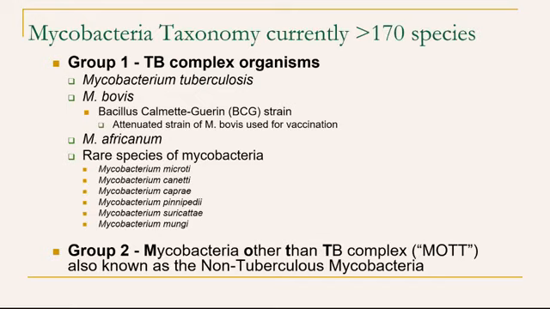Mycobacteria taxonomy: currently there are many more species than a few decades ago, and they're divided into two groups. Group 1, known as the TB complex organisms, includes Mycobacterium tuberculosis, M. bovis, M. africanum, and a few rare species of mycobacteria. Group 2 are the mycobacteria other than TB complex, known as MOT, also known as the non-tuberculous mycobacteria.